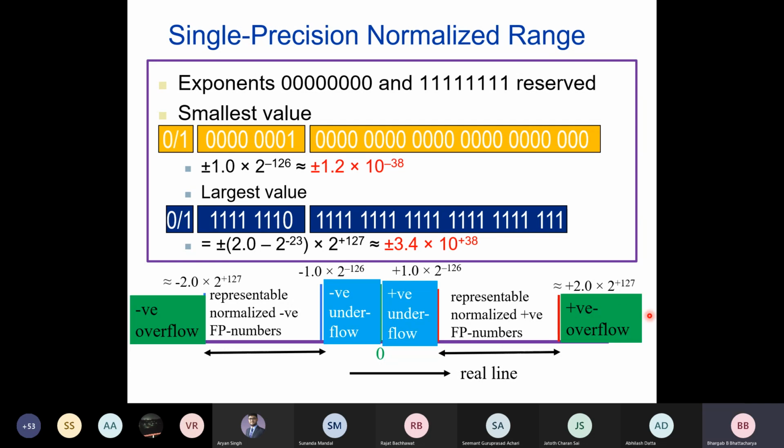If you are on this side, it is positive overflow. That means too large a number. Similarly, this is negative overflow. I mean, the absolute value is so large, but on the negative side, you cannot represent it. Here, the number is too small. I mean, it is not 0, but it's so small that it cannot be represented. This is underflow on the positive side. Similarly, underflow on the negative side. And these ranges are symmetric.